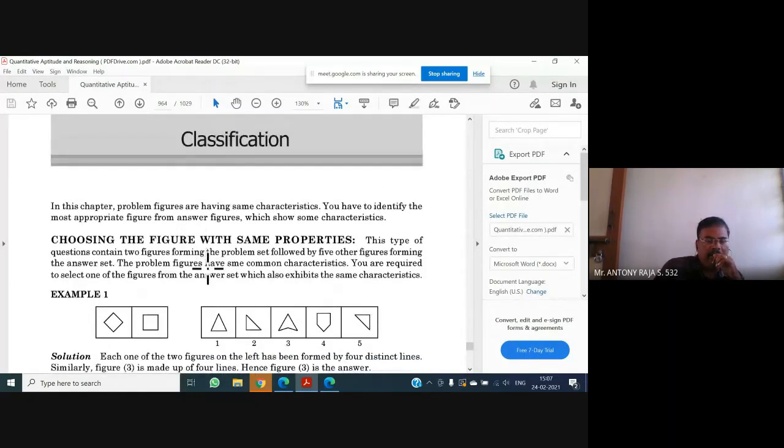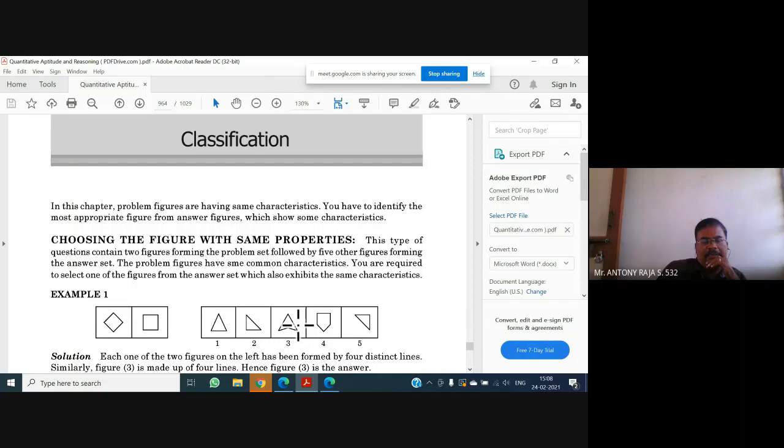Now you read this statement given. In this chapter, problem figures, that means the figure formation, problem figures are having some characteristics. So some characteristics means some figures are given, let's say four lines are available here, four lines are joined here. Okay, you have to identify most appropriate figure, note down, not exact. Okay, most appropriate figure from answer figure. These are all answer figure and these are all problem figure. Left side, these are all problem figure and these are all answer figure. But you note on this word, most appropriate figure, not the exact, most appropriate. Because here you see that this is the answer given based on the four lines. Shape is different. Okay, answer figure. Shape is different. Here square is given. Here 45 degree inclined square is given.